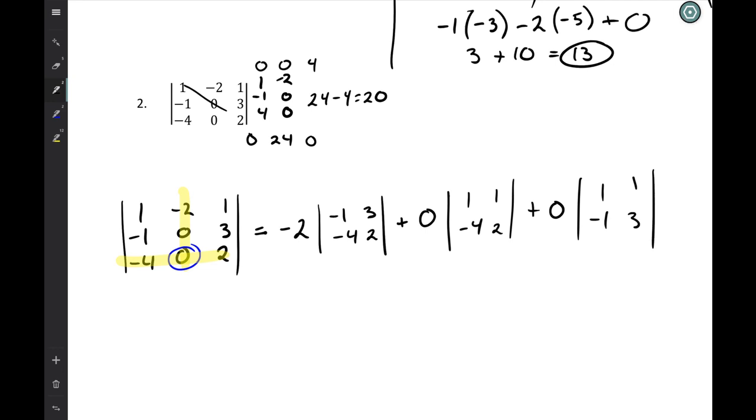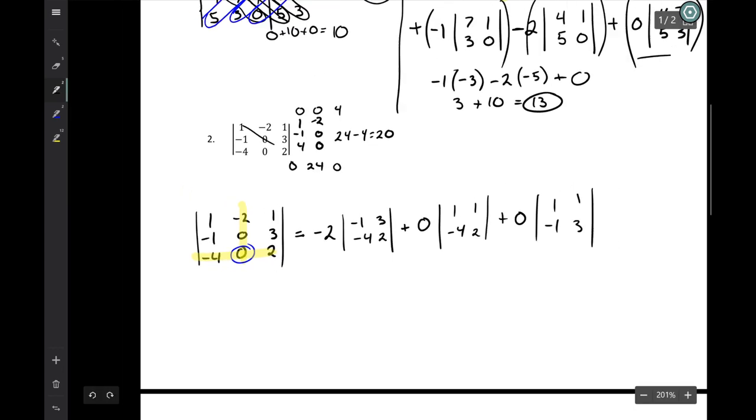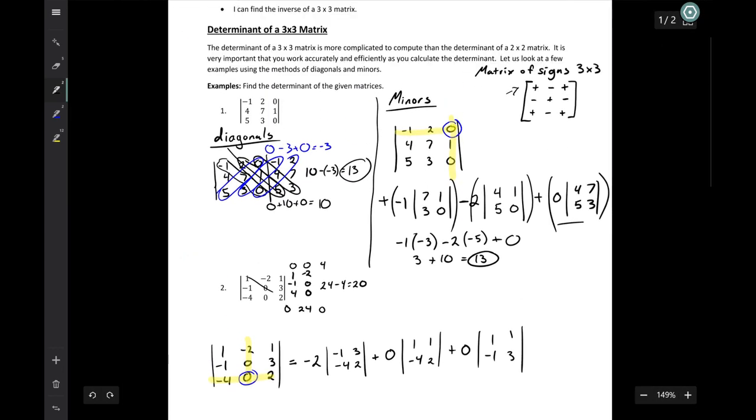There's one thing you have to be careful of, though. If you remember from earlier, where I had this matrix of signs up here, that's really important because notice our -2 is negative, so we have to flip the sign. So this should become positive. Let's write that down. Positive due to matrix of signs.